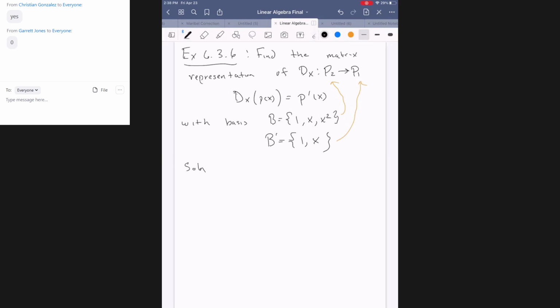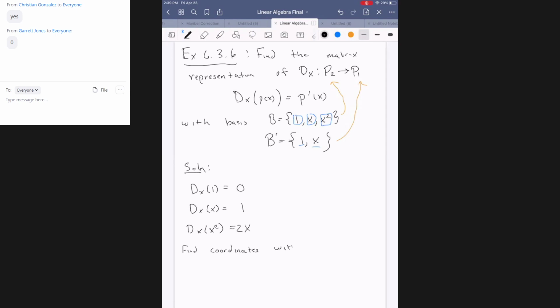We need to find, so remember, what did that theorem before say? We evaluate the linear transformation on these first, and then find their coordinates with respect to these, right? So first, let's evaluate each one of them. What's d/dx of 1? Well, that's 0. What's d/dx of x? Well, that's 1. What's d/dx of x squared? Well, that's 2x, right?